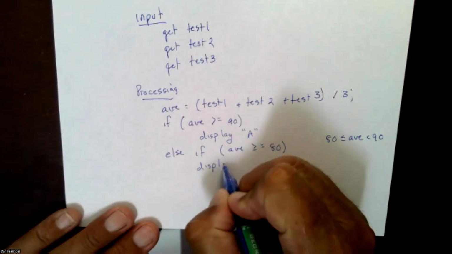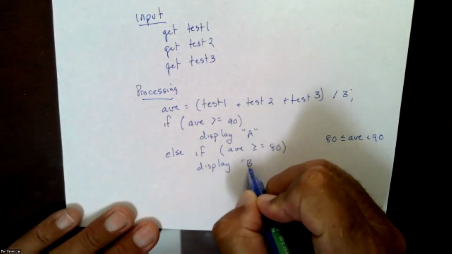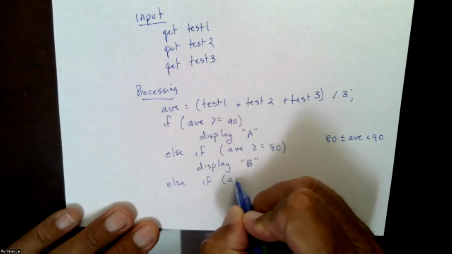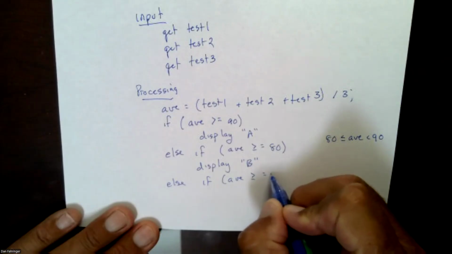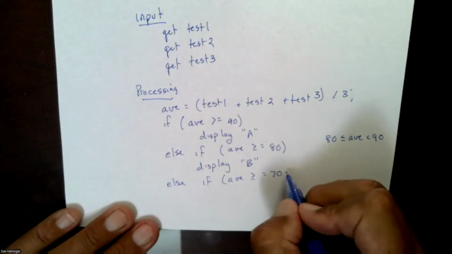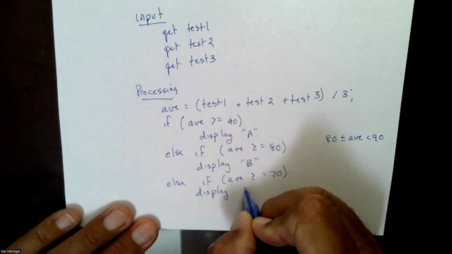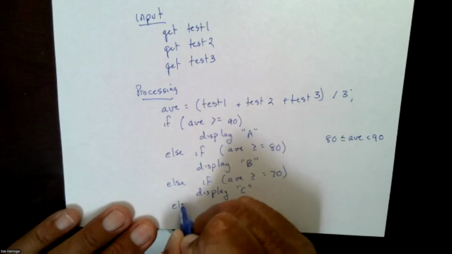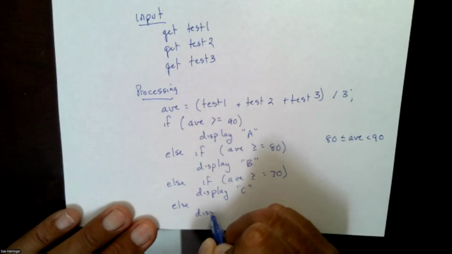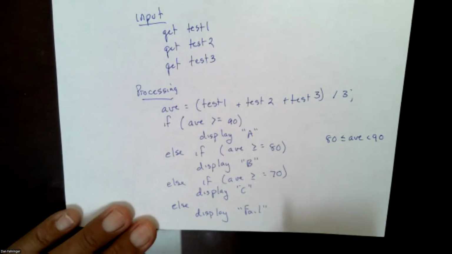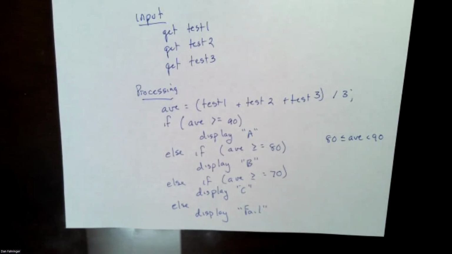Display B. Else if average is greater than or equal to 70. Oh, I used the wrong sign. That's okay. Display C. Else display fail. No D. A D is pretty much a failure in 95% of classes anyhow.